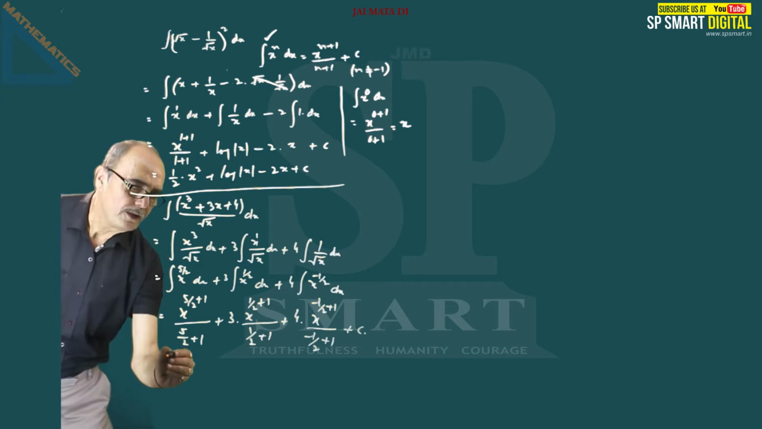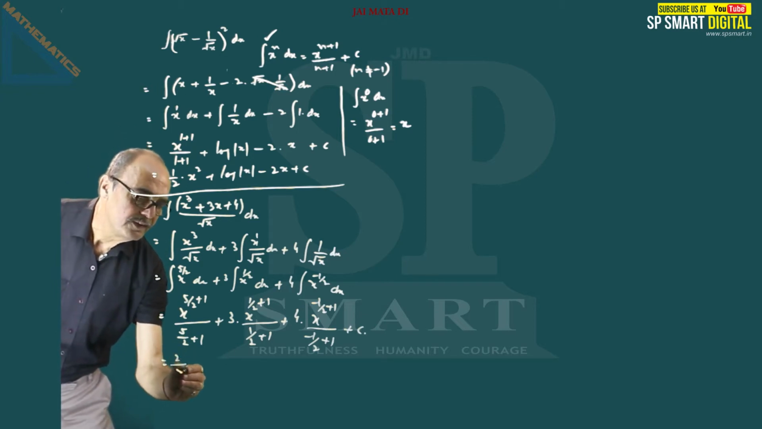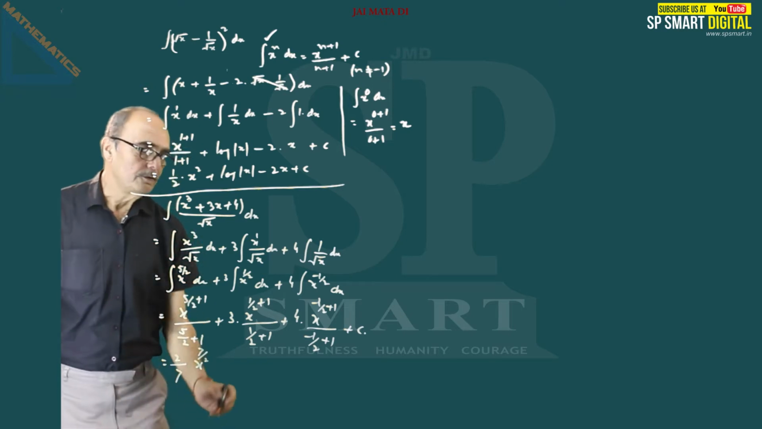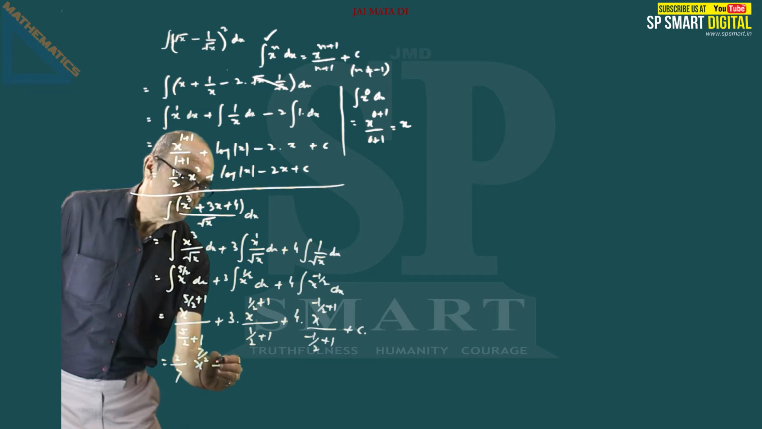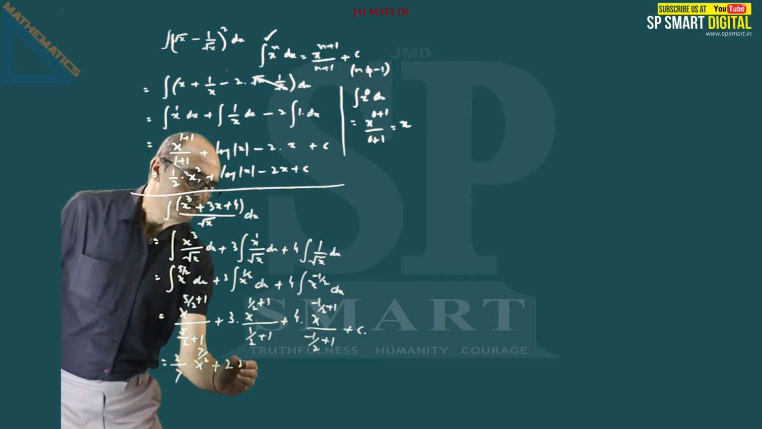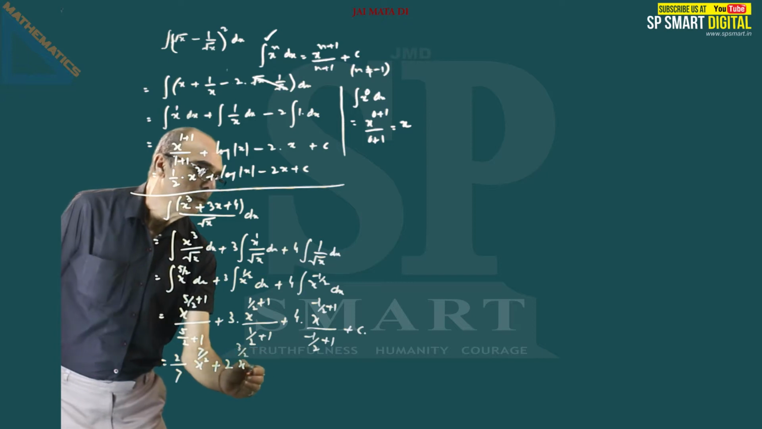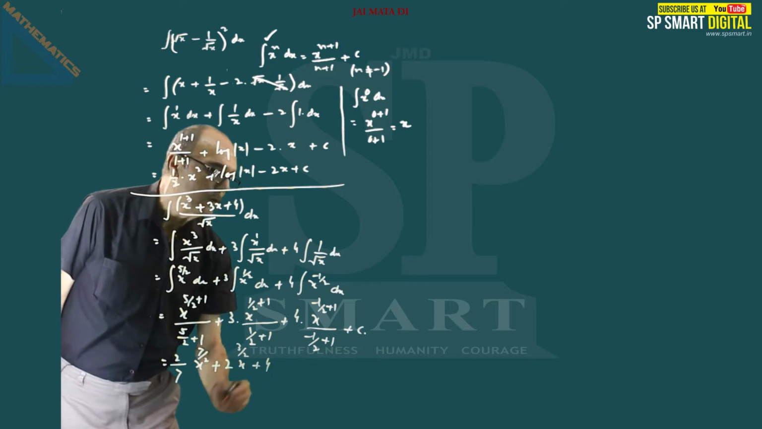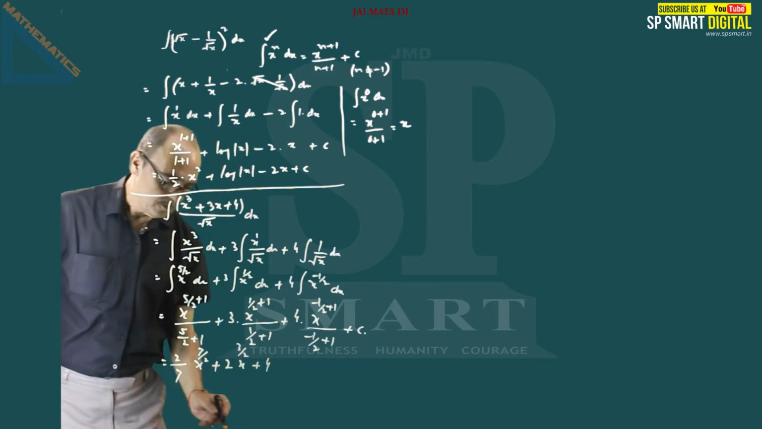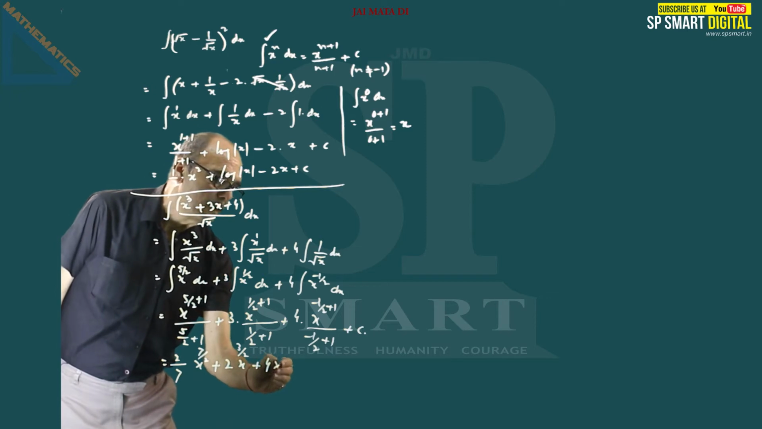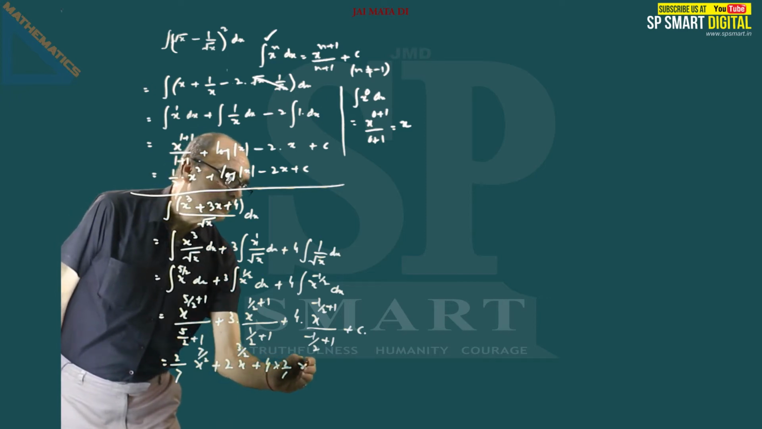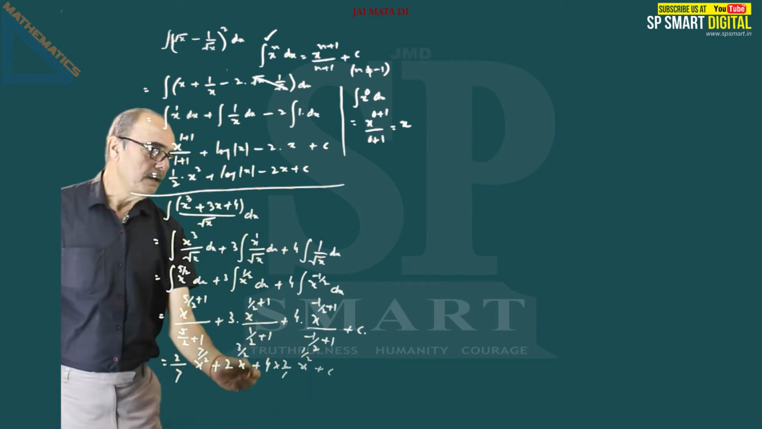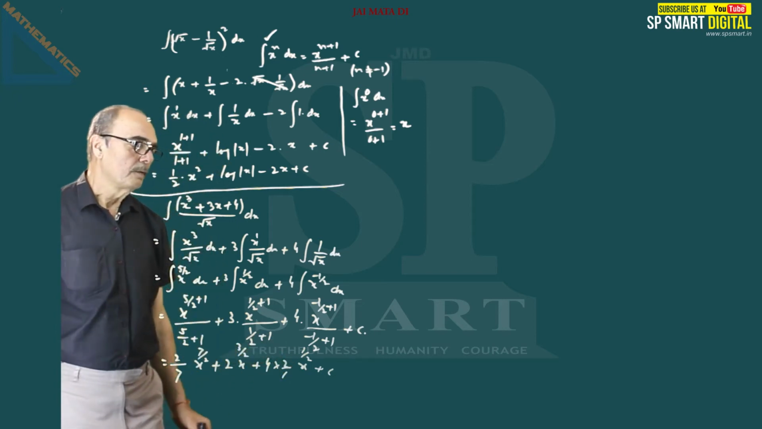And if you simplify, this comes out to be 2 by 7 x raised to power 7 by 2, plus 6 by 3, that is 2 x raised to power 3 by 2, plus 8 by 2, 4 multiplied by 2 upon 1 x raised to power 1 by 2, plus c. So, you can make it 8, and this is the answer.